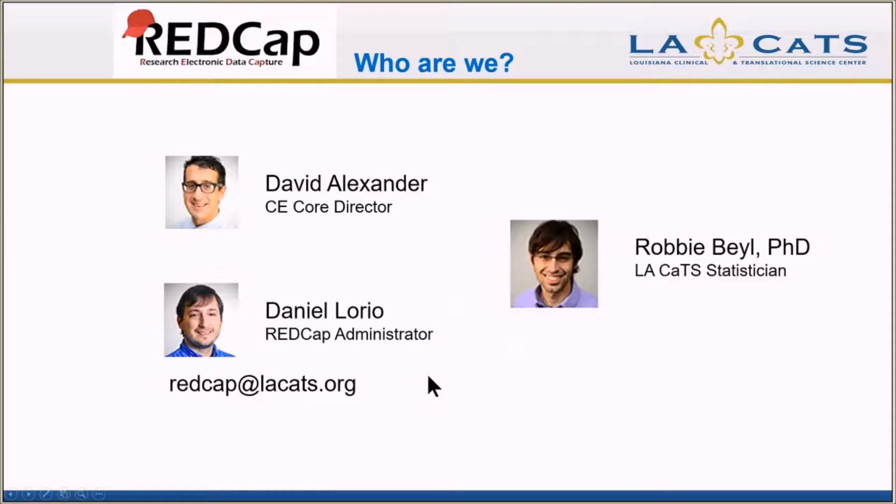Mouse is a little slow. Once again, just like last month, we are the same people that we were then. That's profound. My name is David Alexander. I'm the Core Director of Cyber Infrastructure Enhancement. With me, I have Daniel Lorio and Dr. Robbie Beyl.